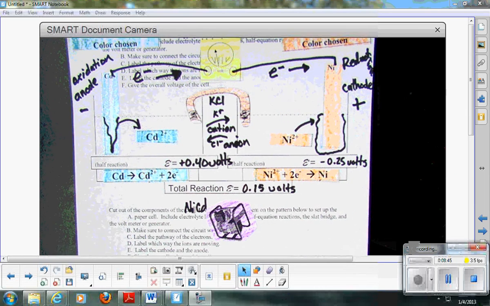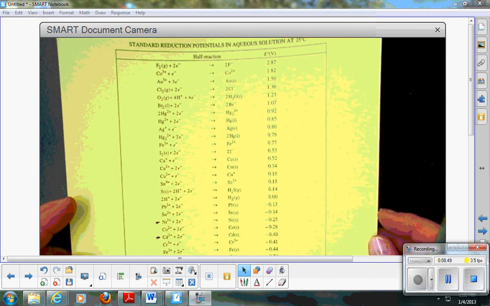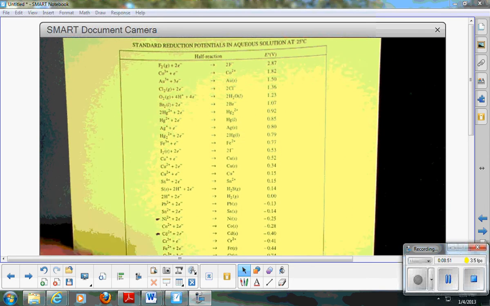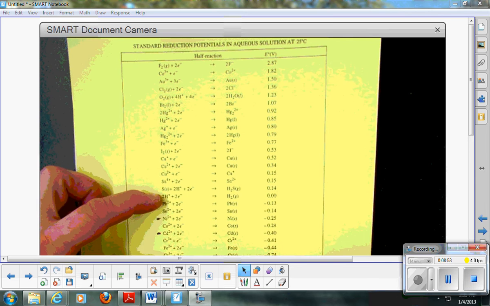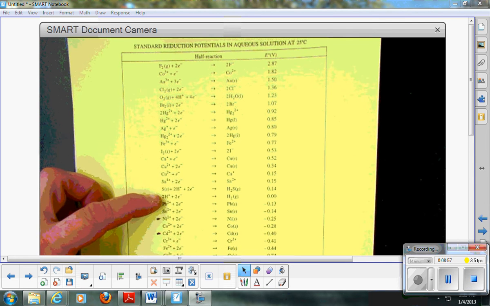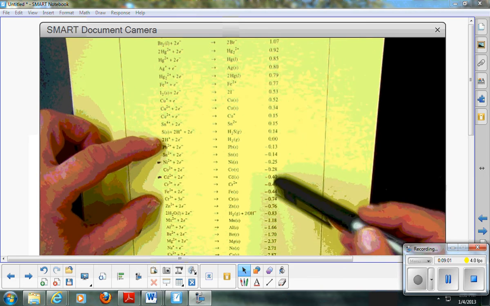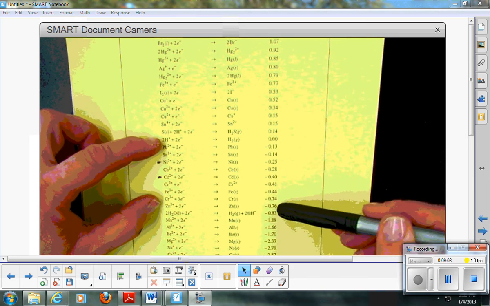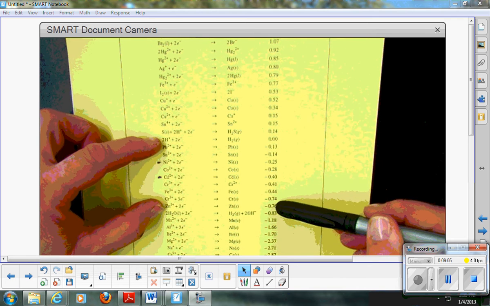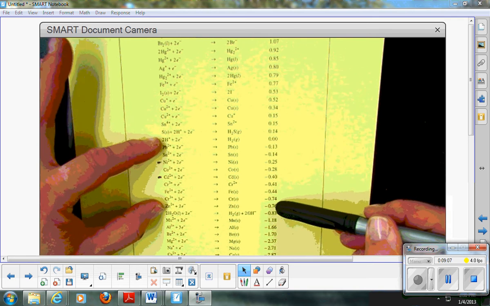Good luck getting the next 2 done. Oh, let me just show you really quickly. The next one on the second page is hydrogen and zinc. So if you look at hydrogen and zinc on a chart here, zinc is below hydrogen. Because it's below hydrogen, zinc is going to be reduced. Sorry, it's going to be oxidized.